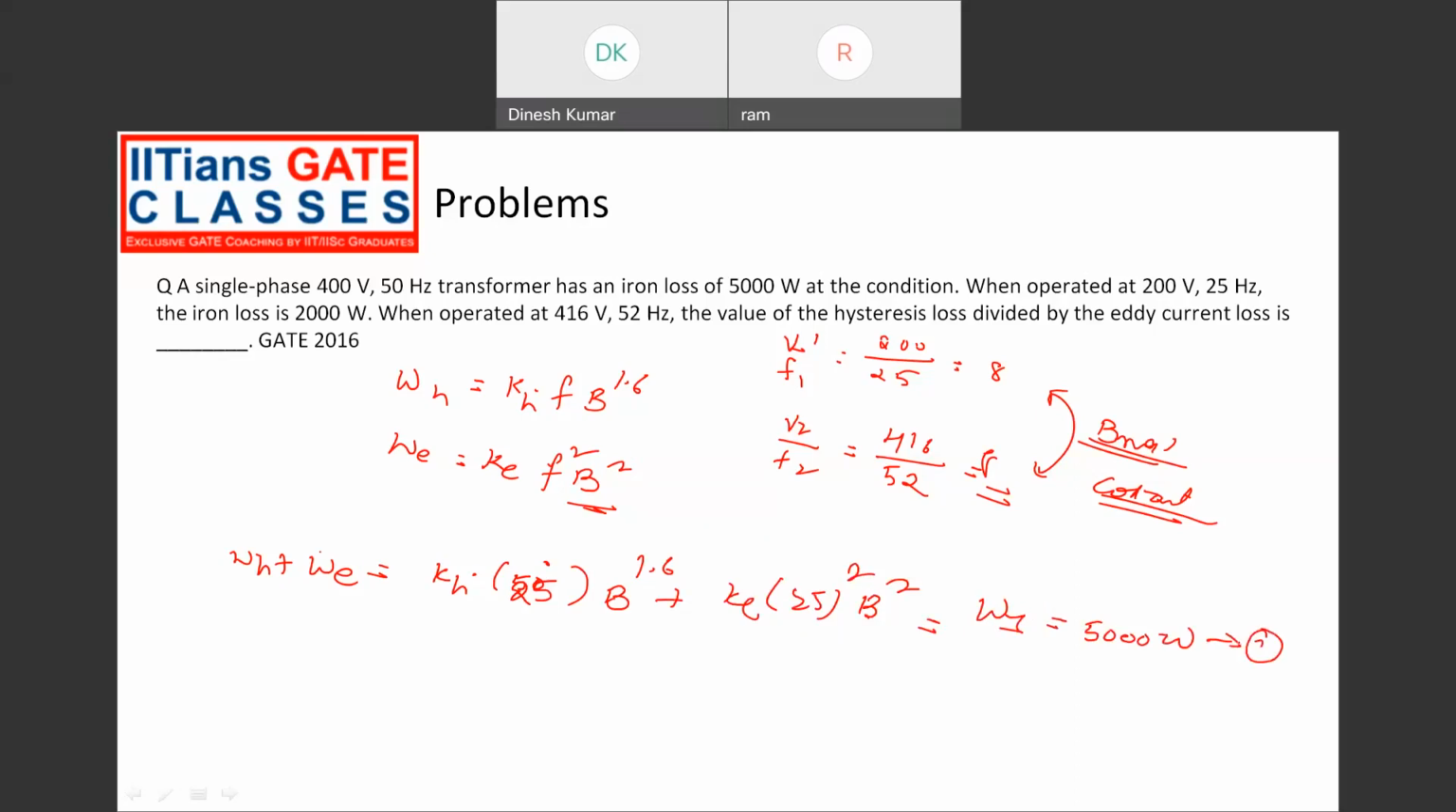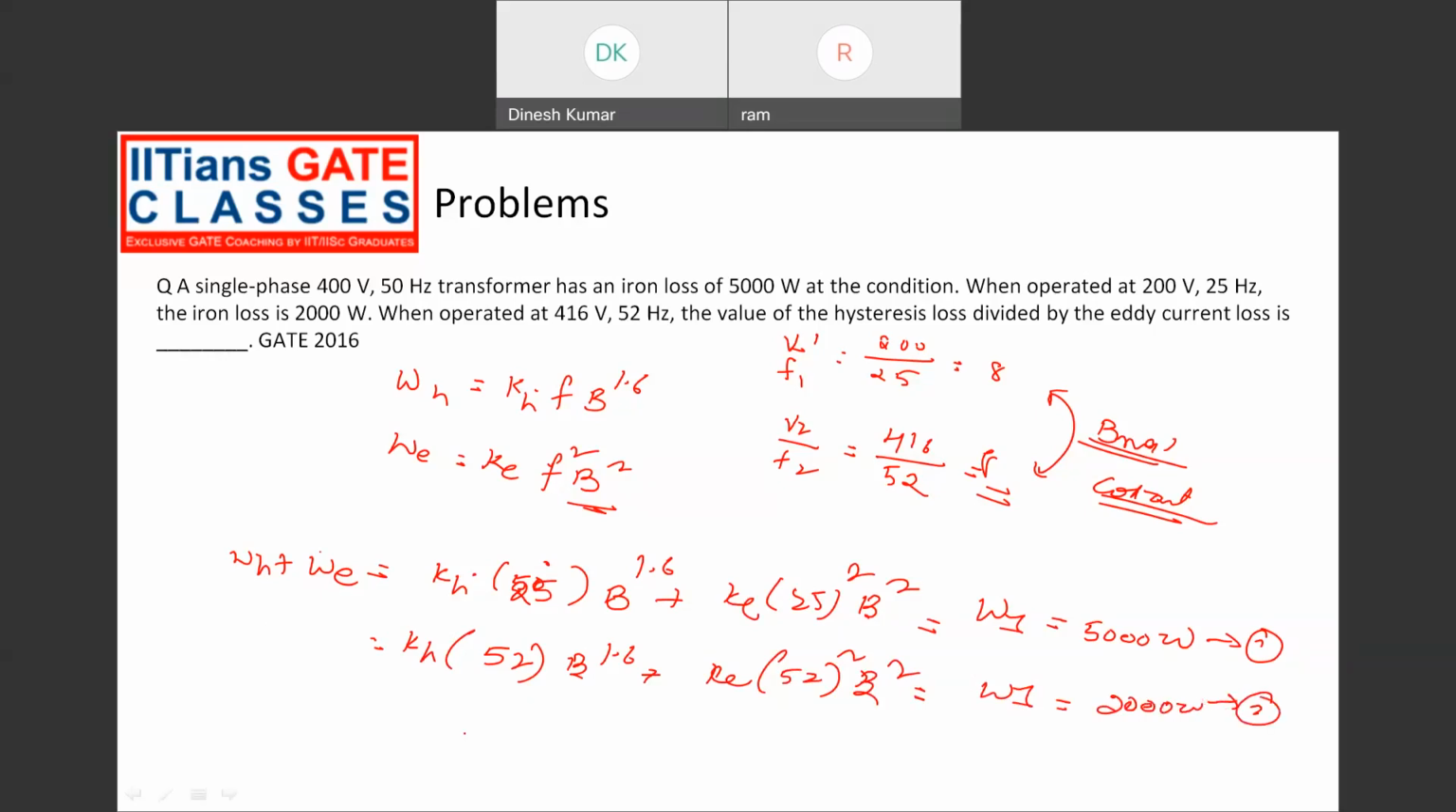This is one equation, and the second equation corresponds to V2 by F2. So that is equal to Kh 52 B to the power 1.6 plus Ke 52 square B square, that is equal to WI, that is equal to 2000 watts. This corresponds to equation 2.